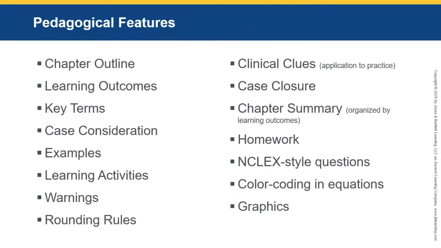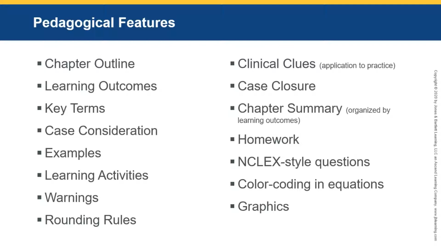So let's talk about the pedagogical features of the text. Each chapter begins with a chapter outline, followed by student learning outcomes, and key terms are provided at the beginning of each chapter. The first time a term is presented, it's in bold so that the student knows that's a key term. As I mentioned before, each chapter opens with a case consideration and closes with a case closure, and we'll see an example of each of those on a subsequent slide.